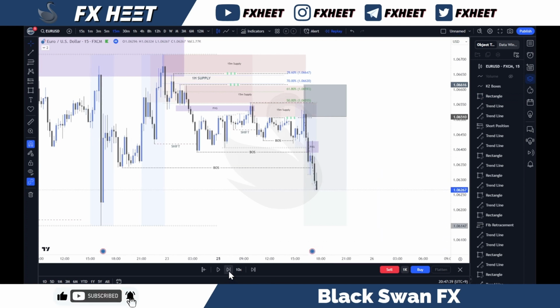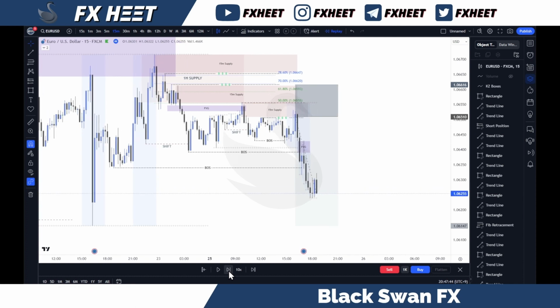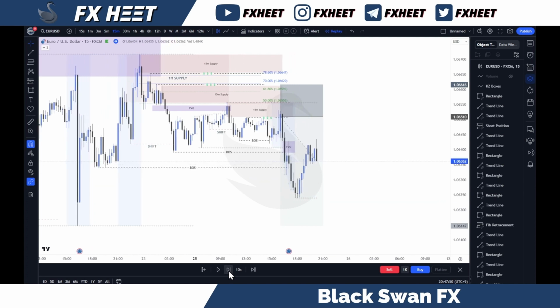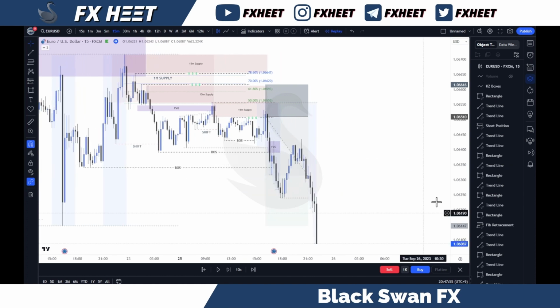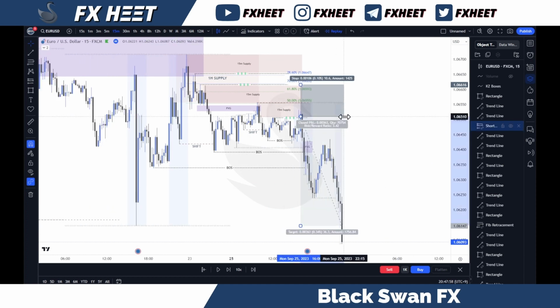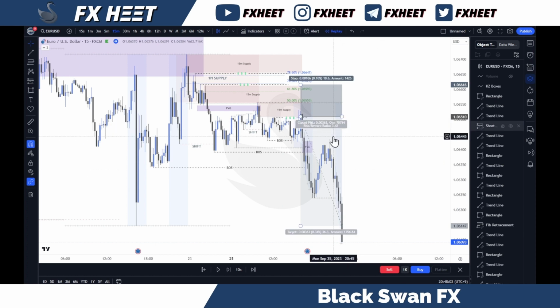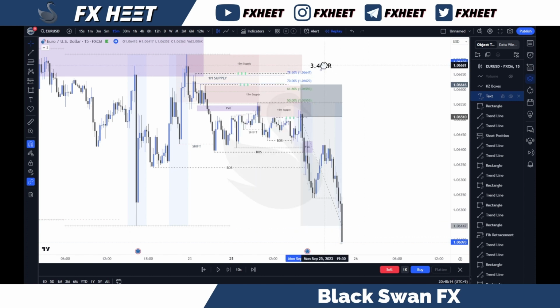Continuation, further continuation. Starting to stall at demand, getting a bigger pullback back into the fair value gap, pushing lower. There we go. Okay, so in this case, we have a 3.42 R trade. Not bad. Not bad at all.